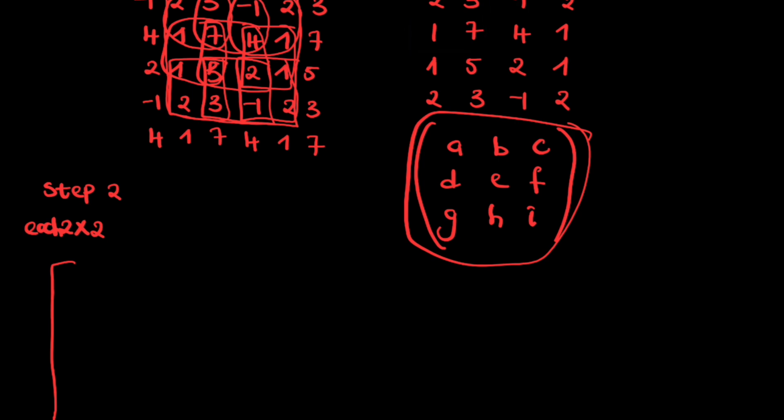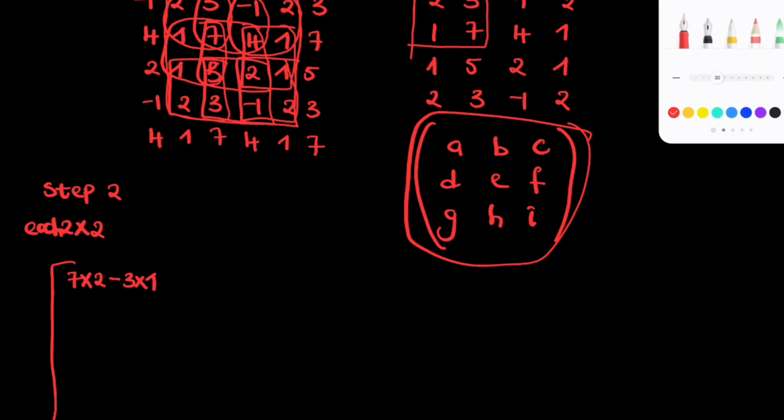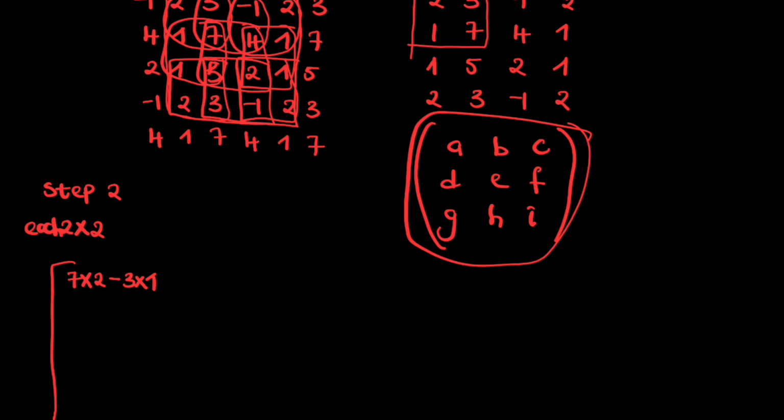Let's take the first case, which is our first 2 by 2 matrix. So let's look for the determinant of that. We have 7 times 2 minus 3 times 1. So that will be the determinant of that first. So let me change the color to differentiate it. So that's our first 2 by 2.